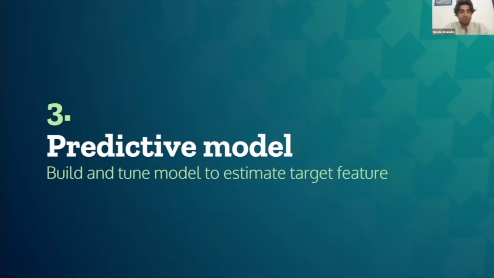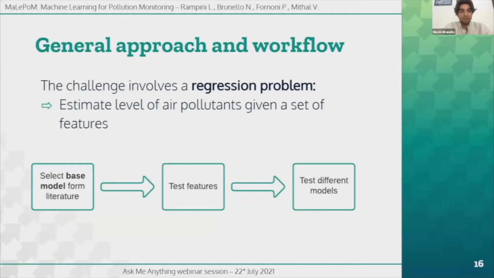So now we're starting the predictive phase, where we're going to tackle the problem from the machine learning point of view. Our challenge involves a regression problem where we must estimate the level of air pollution given a set of features. Features are input variables that we give to the model. And what we expect is an estimate, a number.